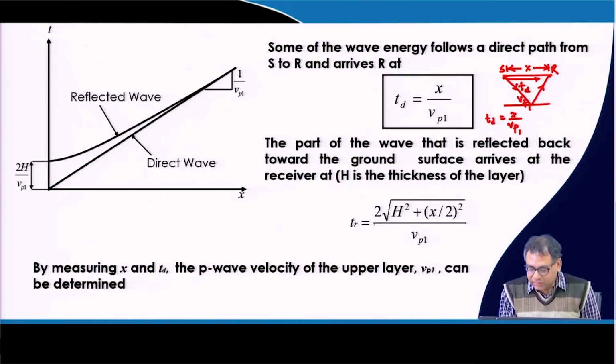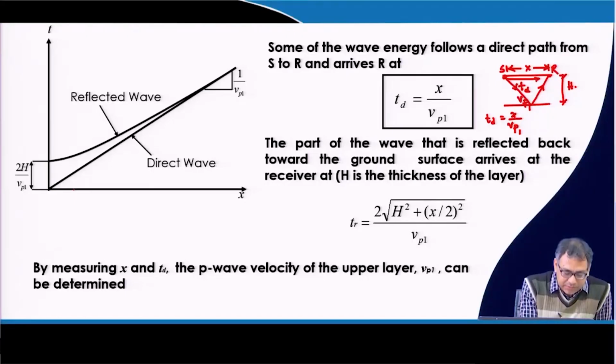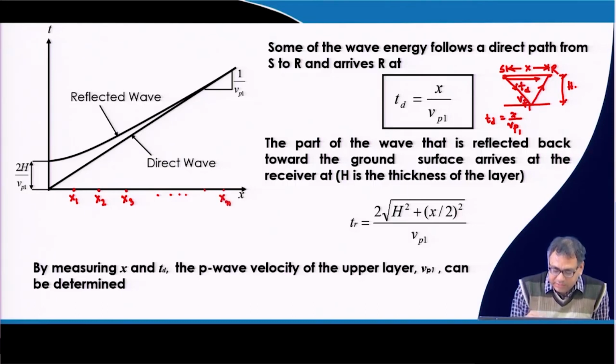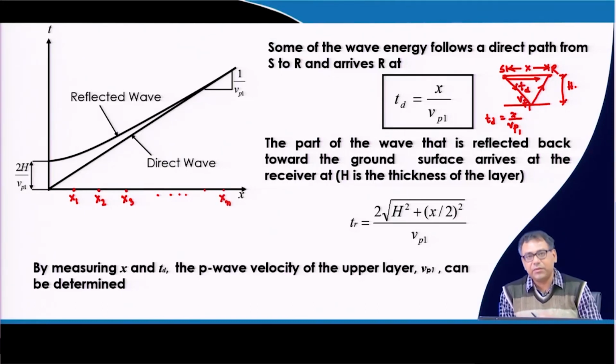That T r expression you can also get by this expression. This is 2 root over h square plus x by 2 square, divided by V p 1, where h is the thickness of the layer. So, this is one particular case. Now, if I put n number of geophones, say suppose this is the position of the first geophone, x1, this is the position of the second geophone, this is the third geophone, and so on. This is the position of the nth geophone. So, for all the geophones, there will be one direct ray and one reflected ray.